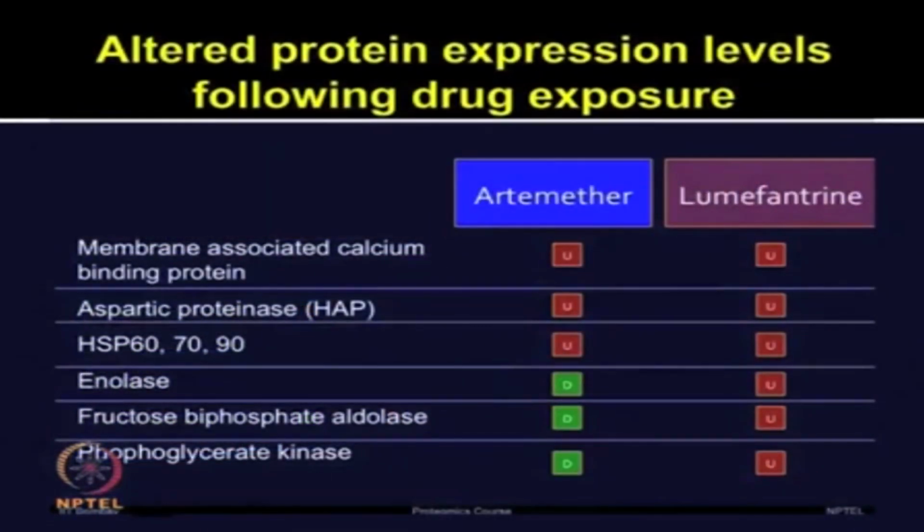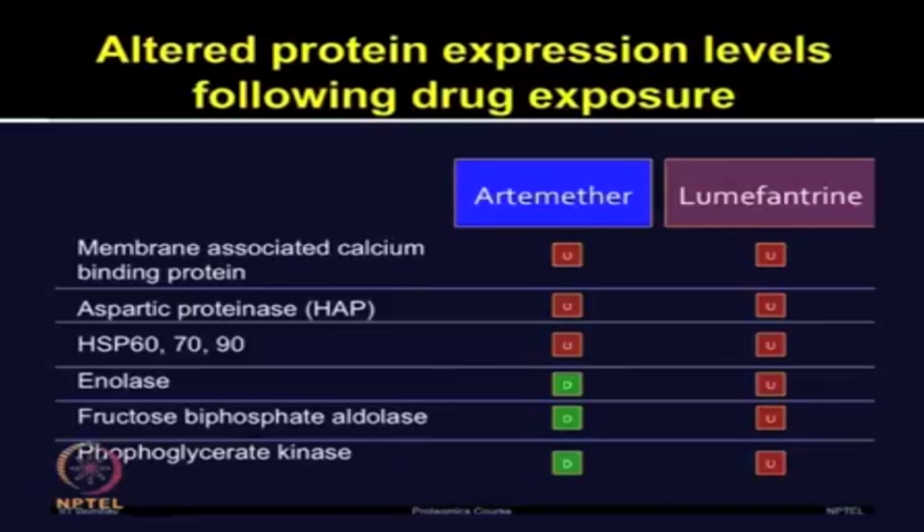Certain proteins were identified, few of those showed common response due to both drugs. However, there are certain proteins which showed opposite trends due to each of these drugs. Proteins such as membrane associated calcium binding protein was upregulated in both the drugs. Aspartic proteinase was also upregulated in both the cases. Heat shock proteins such as HSP 60, 70 and 90, those were upregulated due to both the drug treatments.